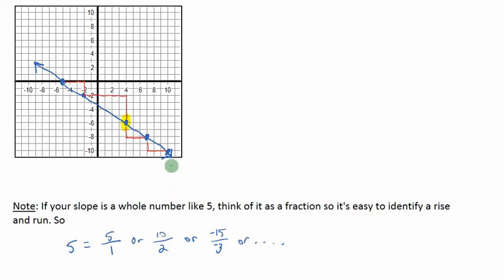Okay, so that's what you do if your slope is a whole number. So hopefully you get the point. Slope is a ratio of the rise to the run, and it's consistent no matter which points you use or which direction you move on the line.